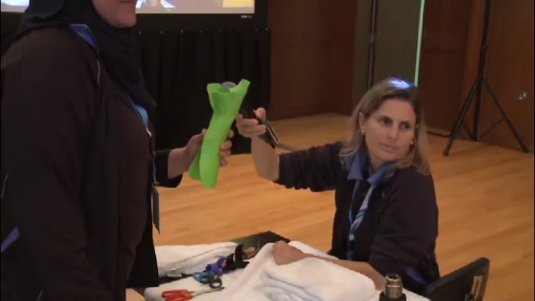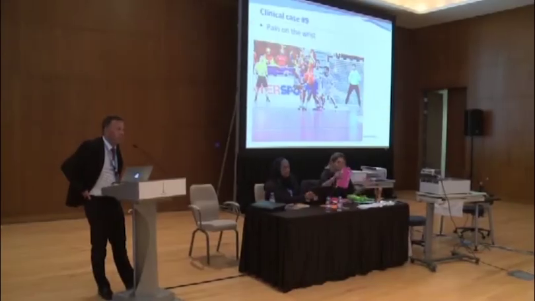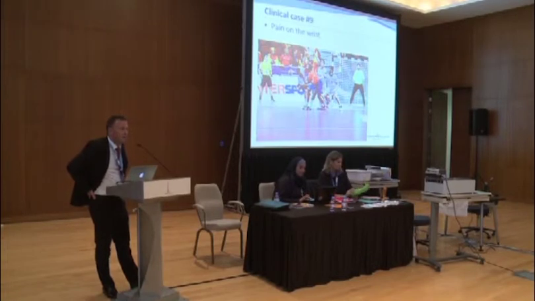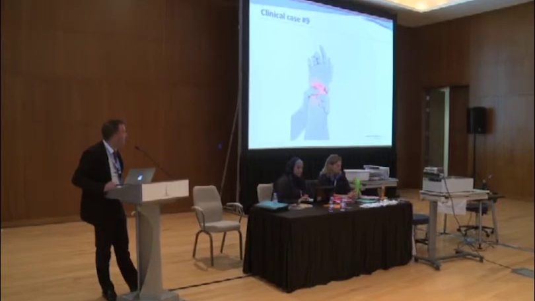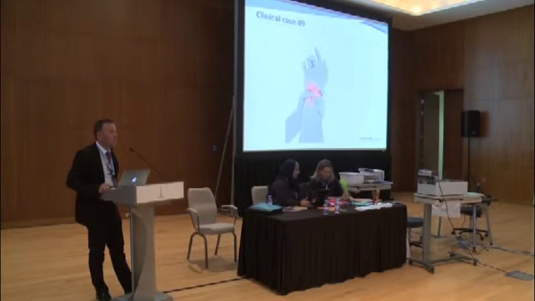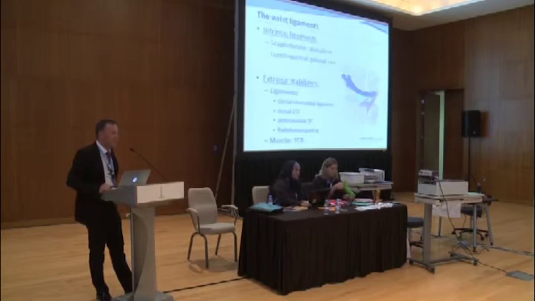Okay? But it comes with frustrating pain in the middle of the wrist. It's difficult to know where it is. And you do some X-rays, there is no scaphoid fracture. You do the MRI, the CT scan, there is no fracture of the scaphoid. It's a lesion of the scapholunate ligament. It is the most important ligament in the wrist.